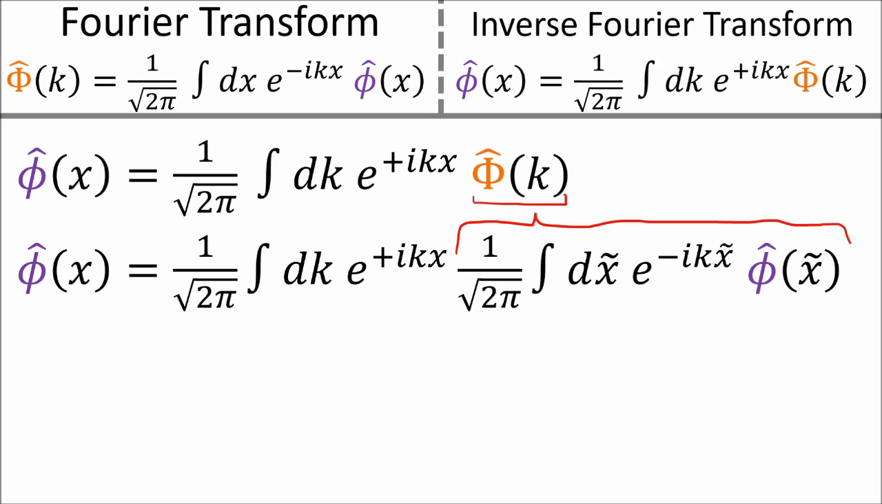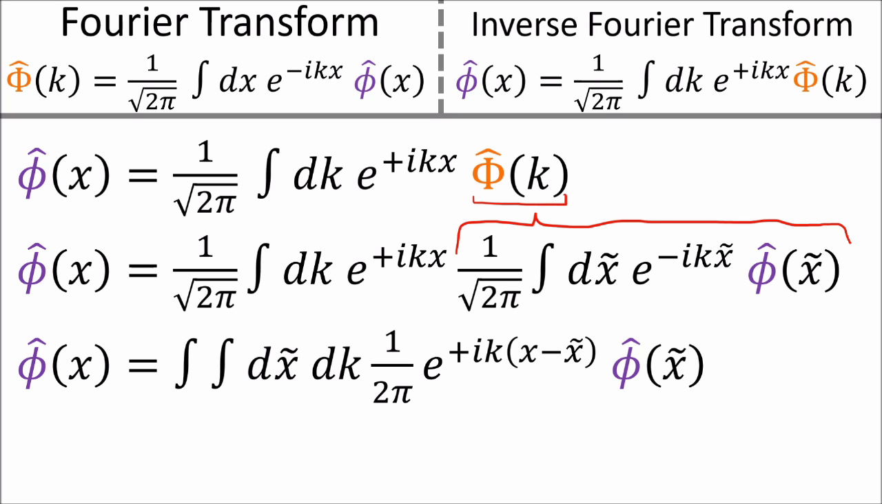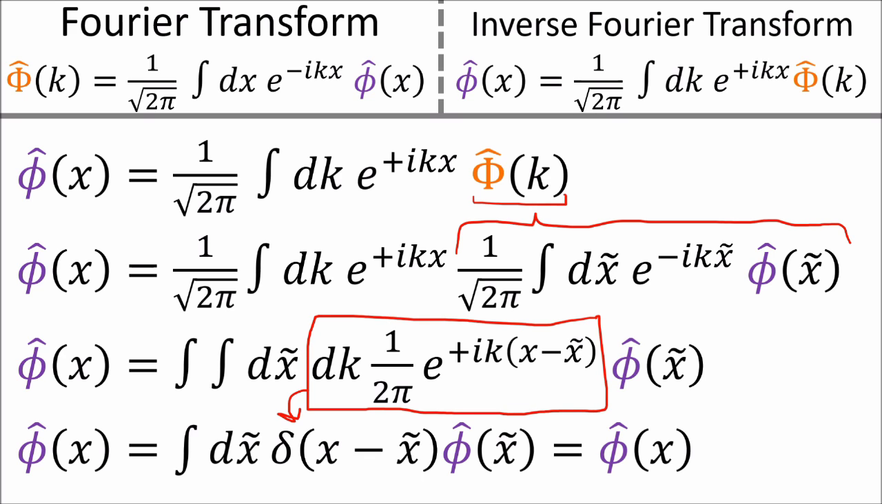We can prove this is true by grouping these exponentials together, and then using the property that this integral over an exponential of k is a definition of the Dirac delta. This allows us to remove one of the integrals and replace x tilde with x, showing that we do indeed end up with the original phi hat operator.